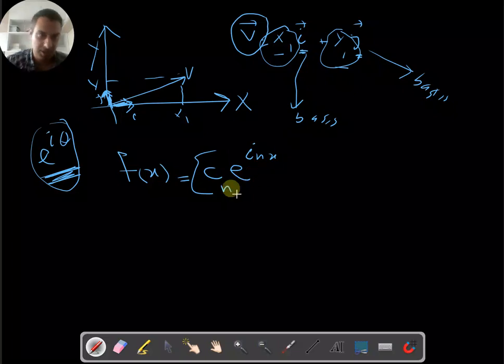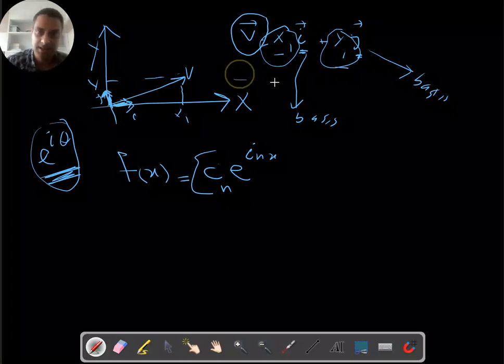So this is a different type of space. These are coefficients analogous to x1 and y1. e^(inx) is basis analogous to i and j. And this is a more abstract space. The idea is the same. The idea of space constructed by basis vectors persists.